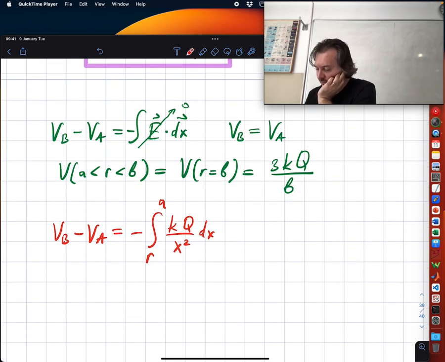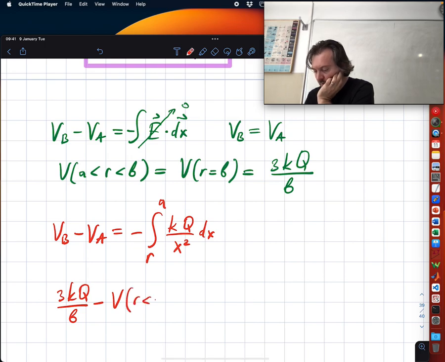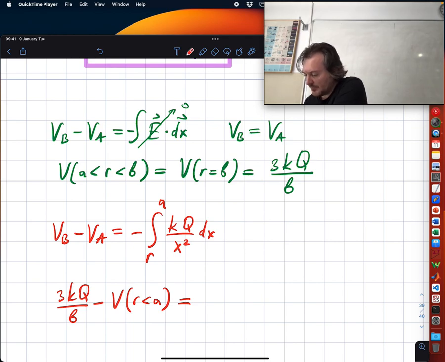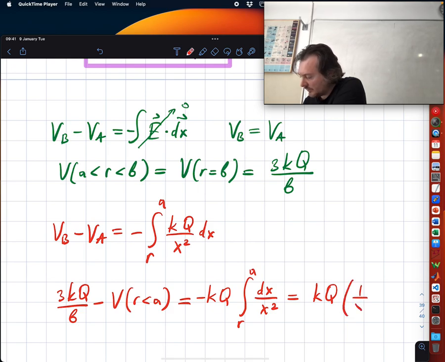Let's just write it down: 3kq over B. What is VA? That's what we are searching for, right? And now we need to take this integral and we need to be careful. So I have kq integral from r to a of dx over x squared, which is kq, the negative sign goes out, so I have just 1 over x between a and r. Did you follow this?